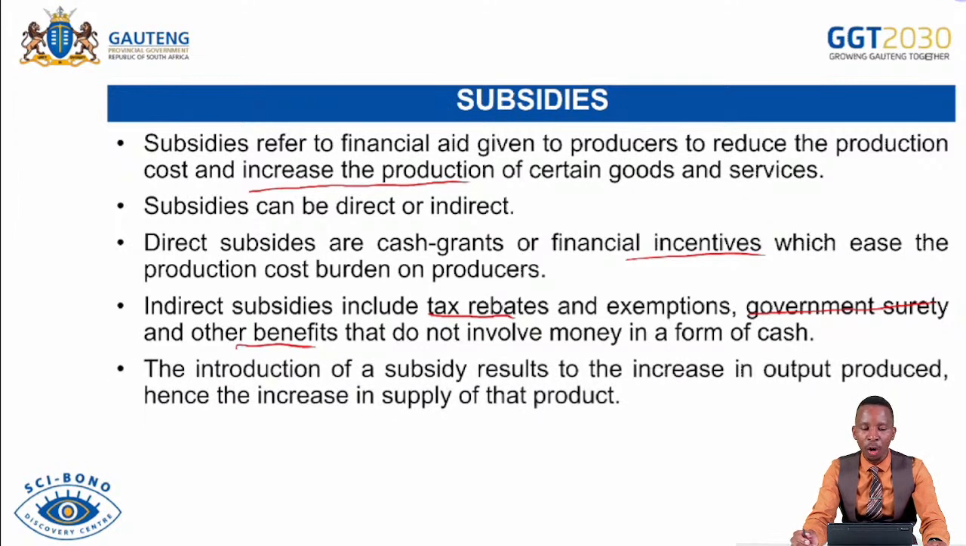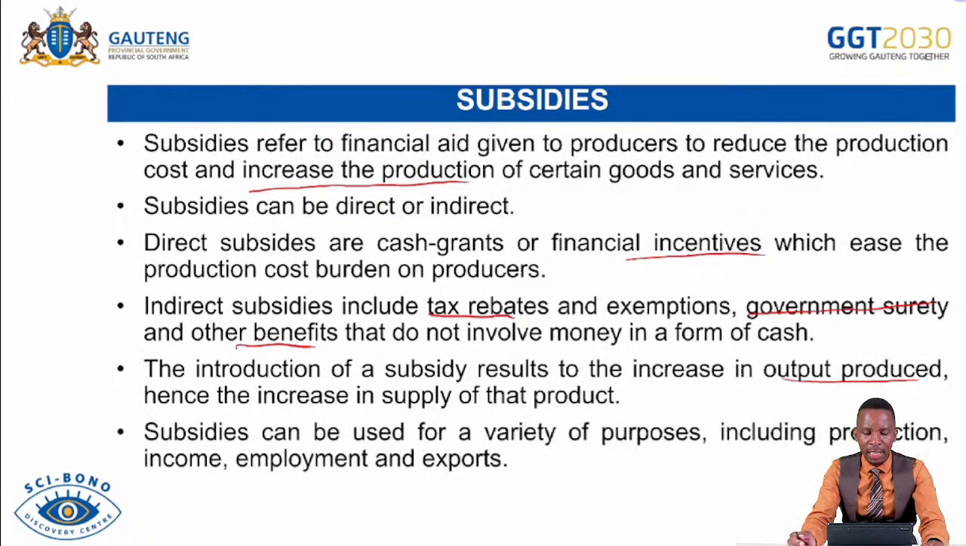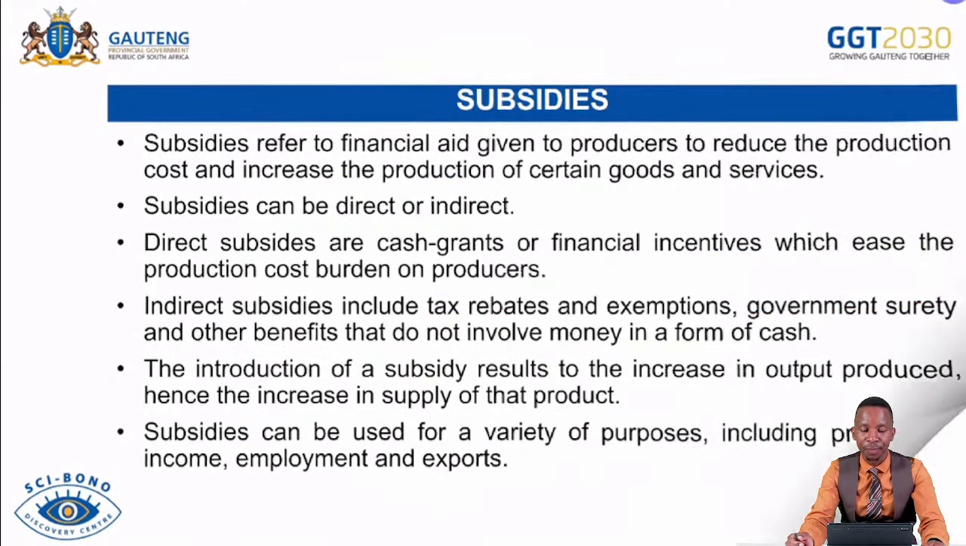The introduction of a subsidy results in an increase in output produced by the firm, hence the increase in the supply of the product. If the subsidy has been introduced by the state on a particular product, the firm will be producing more of that product and the supply will increase, which will lead to a lower price of that particular product. Subsidies can be used for a variety of purposes, including production, income, and employment, including exports.